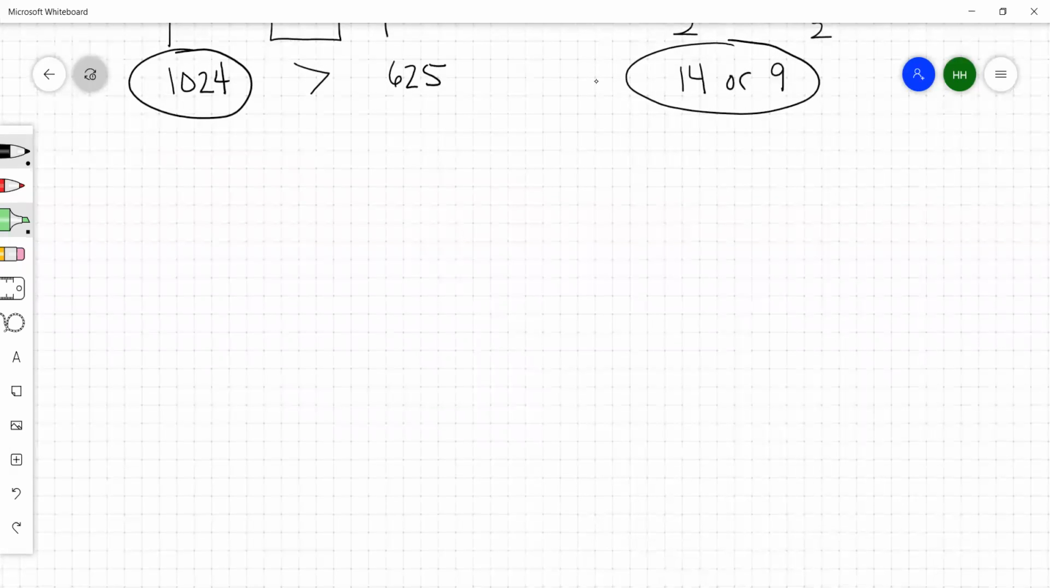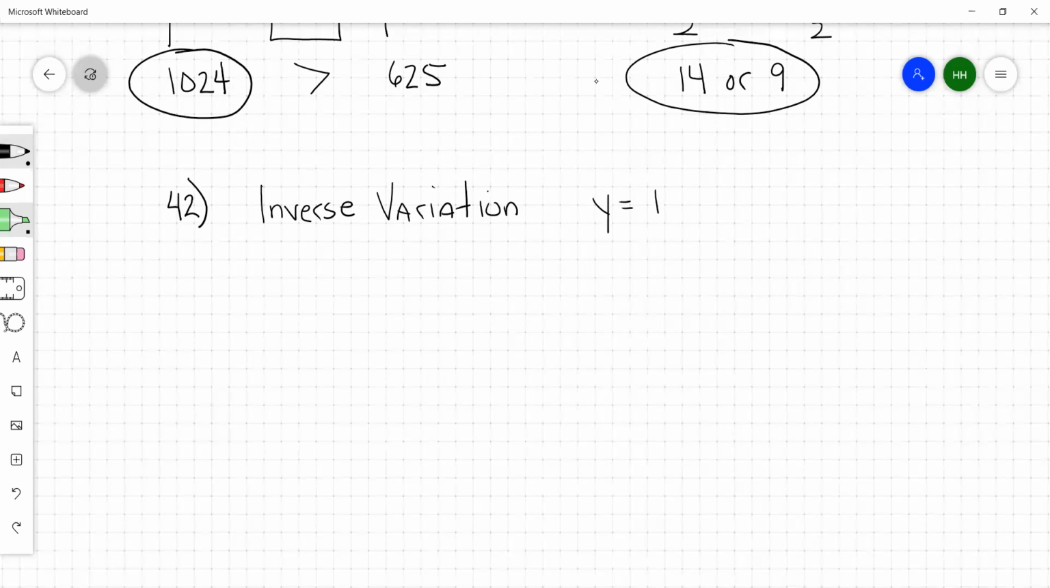And finally, number 42 was the last question someone had emailed me about. Suppose y varies inversely with x. Write an equation for the inverse variation. So inverse variation. An inverse variation function looks like y equals a constant divided by x, or x times y is equal to a constant.